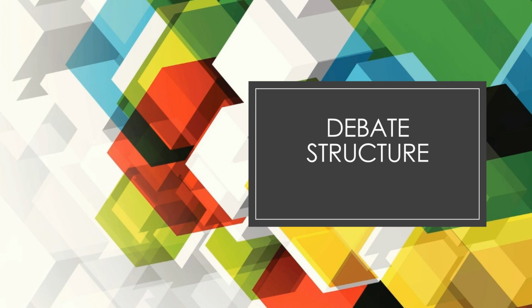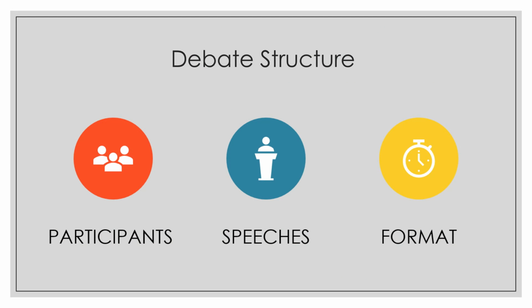to take a look at the structure of an academic debate. This is a little bit different than a political debate, so we're going to take note of some of those differences today. The structure of a debate is made up of three main components: the participants, the speeches, and the format.